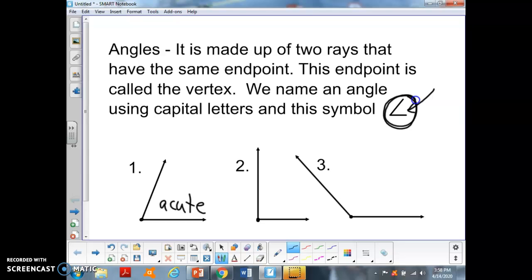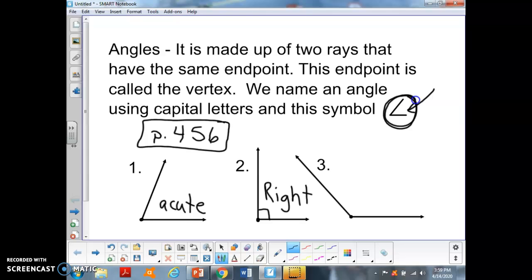And a good place to kind of look ahead is on page 456. That kind of will explain some of these angles, even though it's jumping ahead a little bit in our math book. When we classify them, we want to know what they are. And it shows you very good on page 456. When an angle measures exactly 90 degrees, so we can almost put a little box in the corner, we call that a right angle. Okay, and again, you'll see a picture of that on page 456, but it measures 90 degrees.